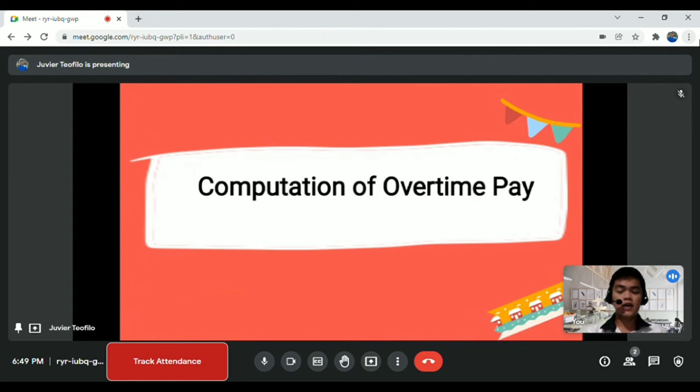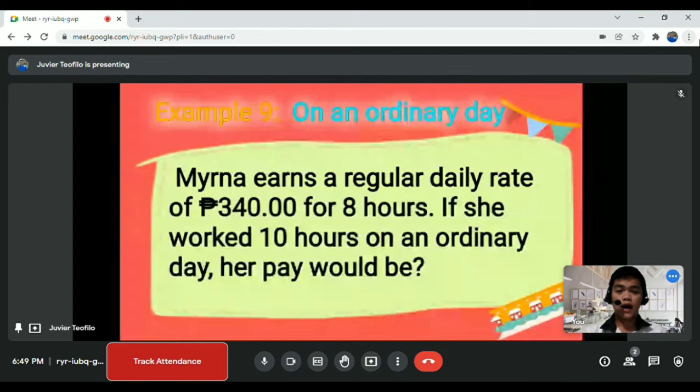So I have here some examples. Let's have example number one. We are going to compute the overtime pay in terms of an ordinary day. Let me read the problem. Mirna earns a regular daily rate of 340 pesos for 8 hours. If she worked 10 hours on an ordinary day, her pay would be?